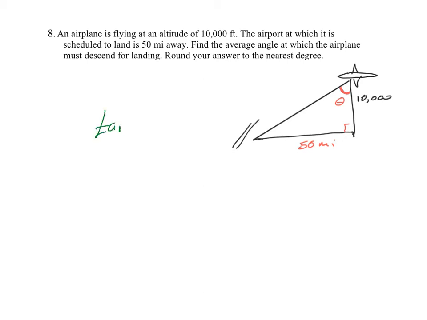Tangent theta equals, right? But before I write the ratio that goes here, I have to change this to the same unit, because right now this one is in feet and 50 is in miles. So I'm going to change 50 miles. In 1 mile, there is 5,280 feet. So that means that I have 50 times 5,280.